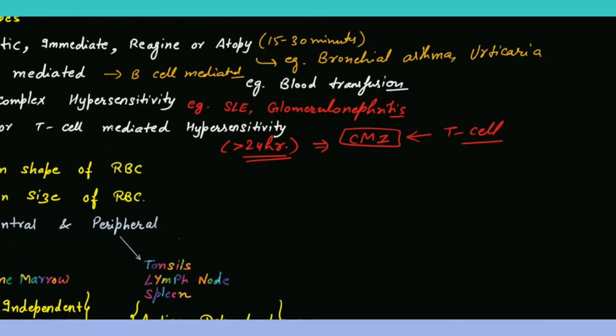What are the examples? There are lots of examples like granuloma, leprosy, Mitsuda test, and Mantoux test for tuberculosis. That's also a type 4 hypersensitivity example.